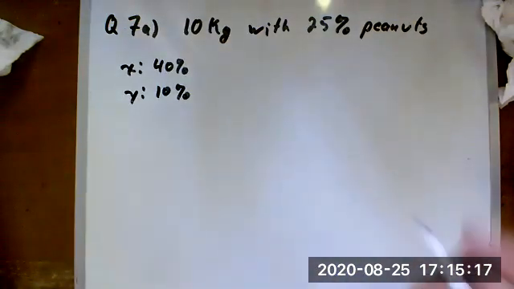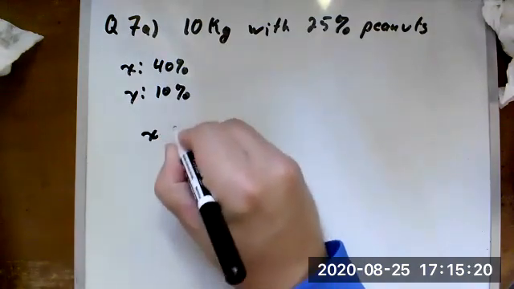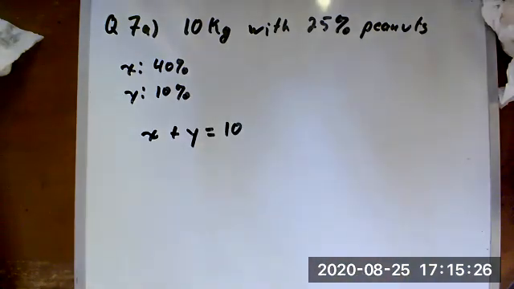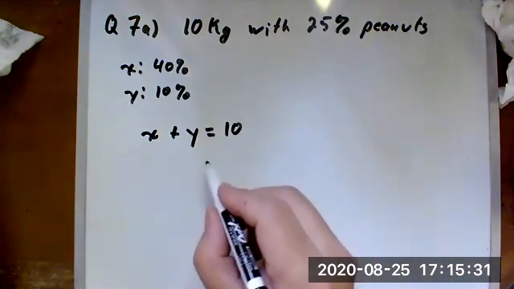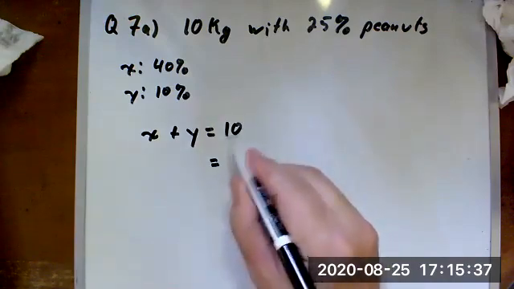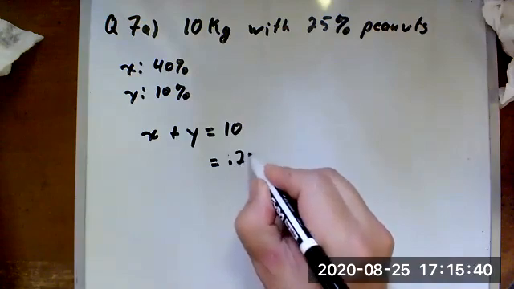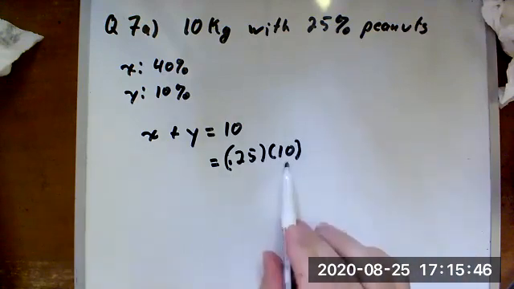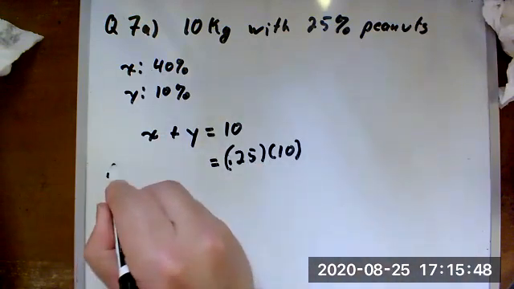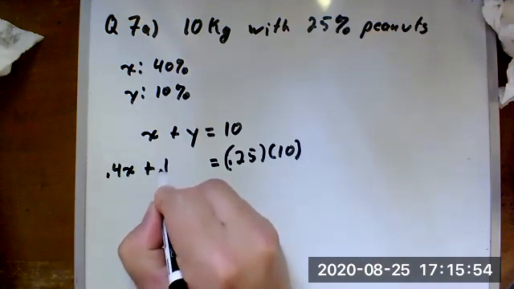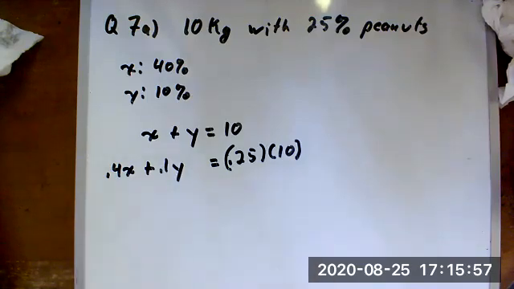Well, I know that if I add up my two batches of nuts, they have to weigh 10 kilograms. So X plus Y equals 10. From there, I know that because my final product is going to be 25% peanuts, I can say, well, of those 10 kilograms, 25%, or 0.25, of my 10 kilos will be peanuts. And I get that from 40% of my first mixture and 10% of my second mixture.